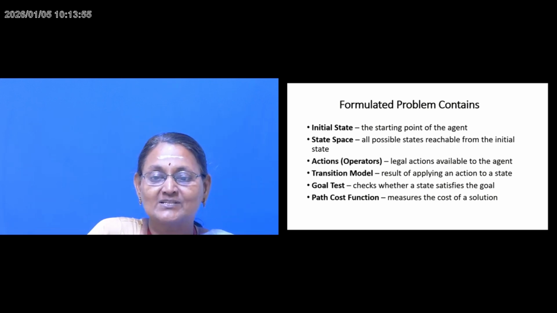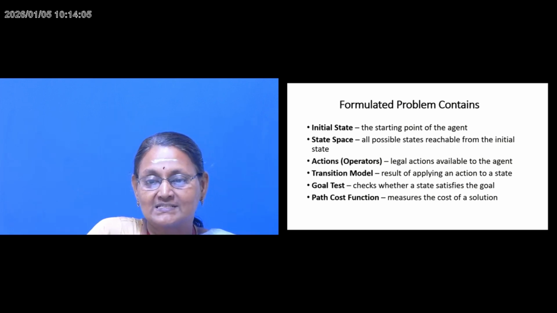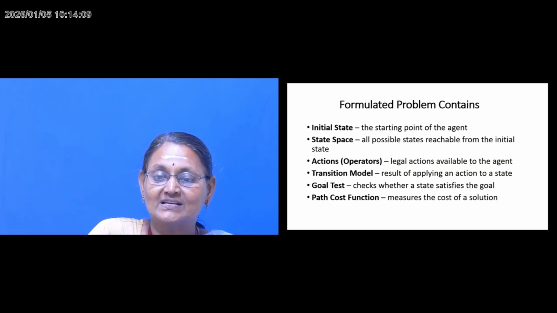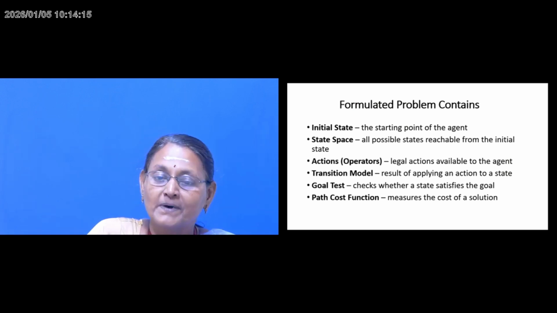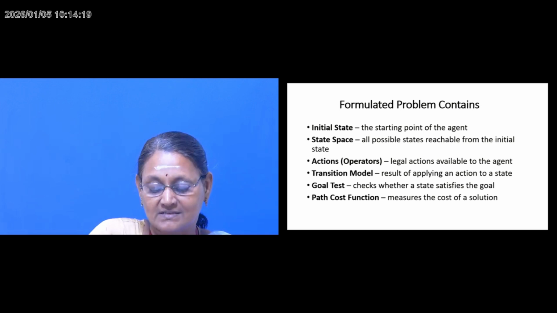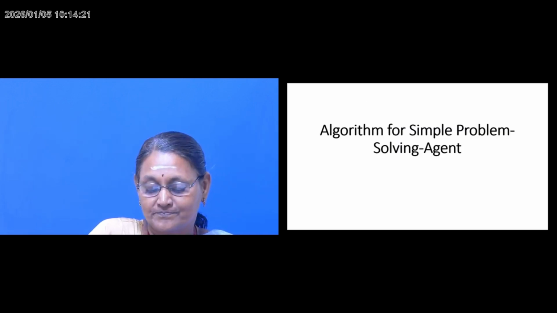The transition model provides the possible actions that can be applied in order to achieve the goal state. The goal test provides the conditions which decide whether a state reaches the goal or not. The path cost function is used to measure the cost of a solution.